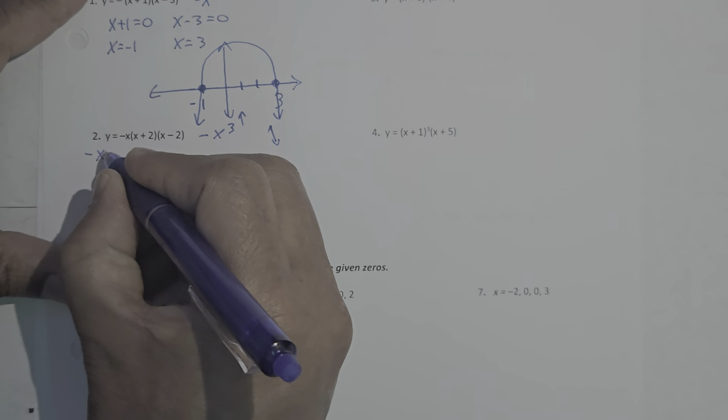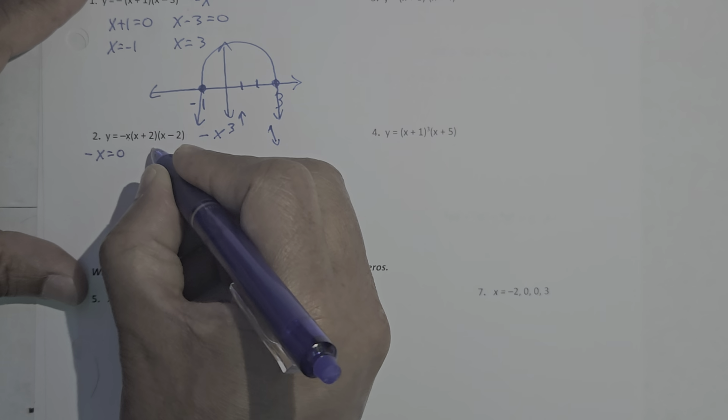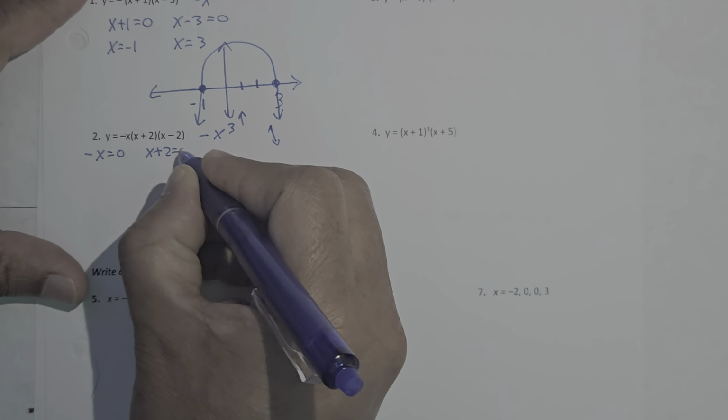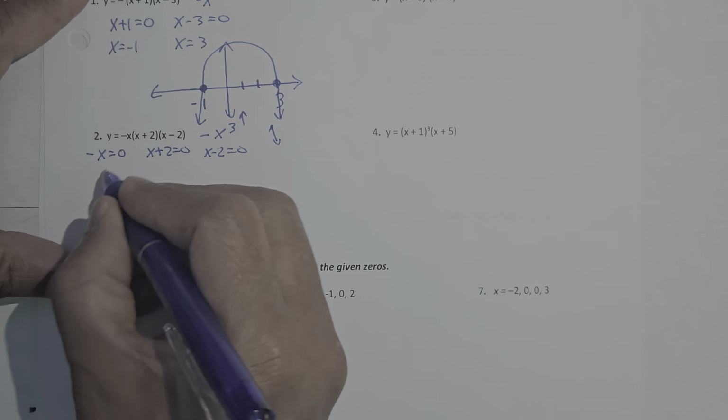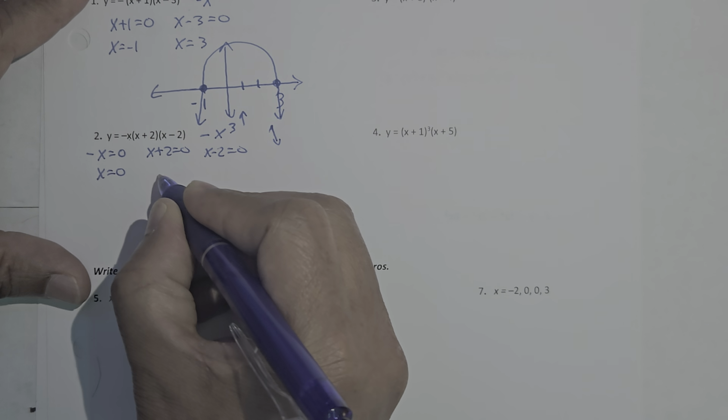So I set negative x equals 0, and then I have x plus 2 equals 0, and x minus 2 equals 0. So when I solve for this one, divide by negative 1. So x equals 0 is one solution.